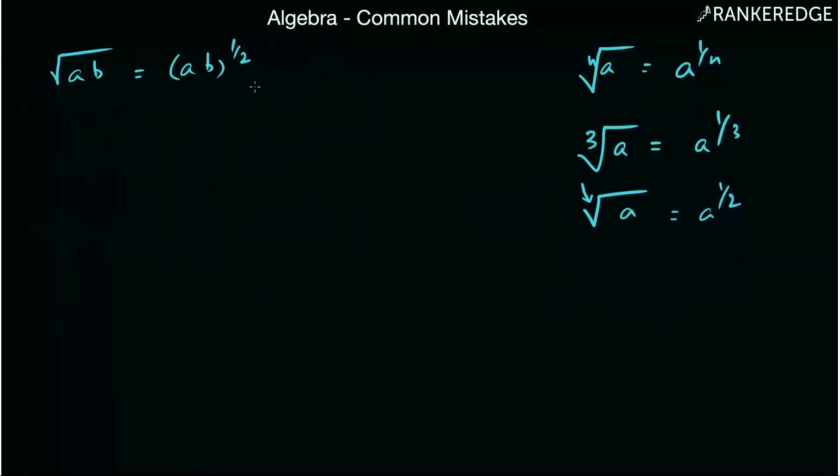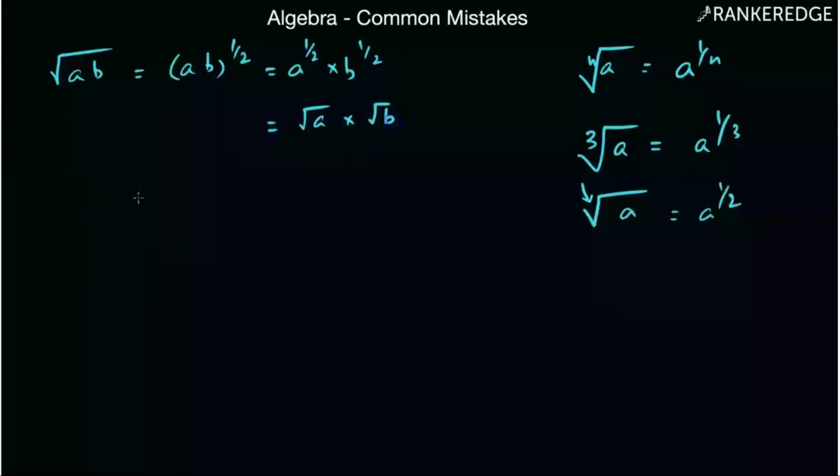Therefore, square root of ab will be equal to (ab) whole power 1 by 2. This will now be equal to a power 1 by 2 into b power 1 by 2. This will be square root of a into square root of b. But what about square root of a plus b, of this entire thing? Can I write this as square root of a plus square root of b?